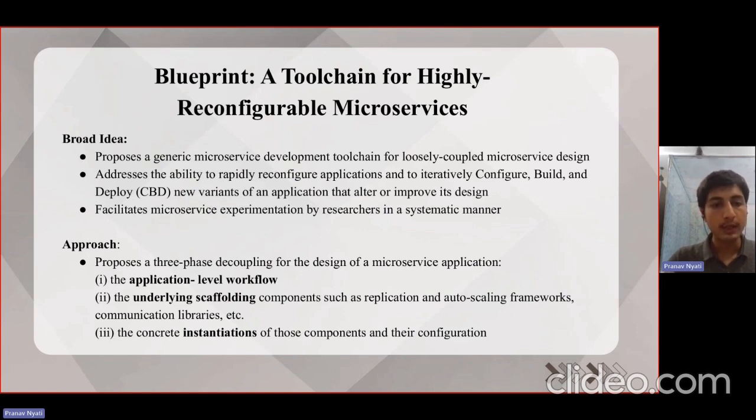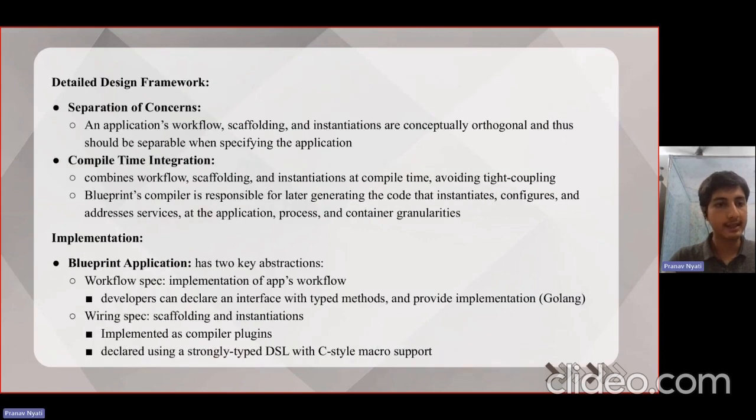The authors propose a three-phase decoupling for the design of microservice applications. They propose that any microservice application can be decomposed as follows. First, its application level workflow. Second, its underlying scaffolding components such as replication and auto-scaling framework, etc. Third, the concrete instantiations of each of those components and their configuration. Now let's look at the detailed design framework.